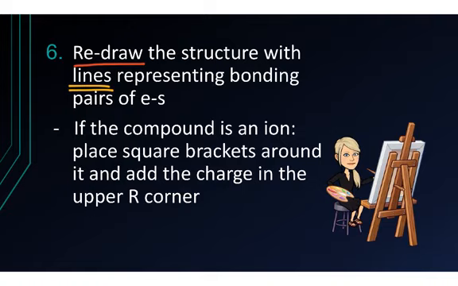If the compound is an ion, so remember an ion is something with a charge, you would have accounted for this right in step 1 where you added or subtracted electrons based on the charge. You have an extra step. You're going to be putting square brackets around your picture, and then you're going to put the charge in the upper right-hand corner. So we'll do examples of all of this so you can see it in action.